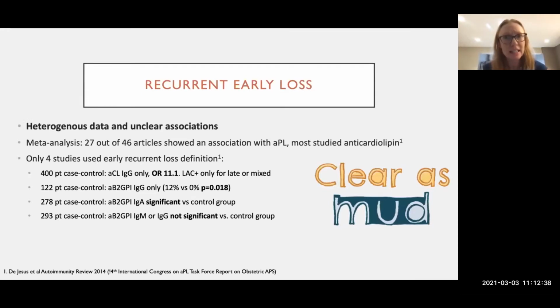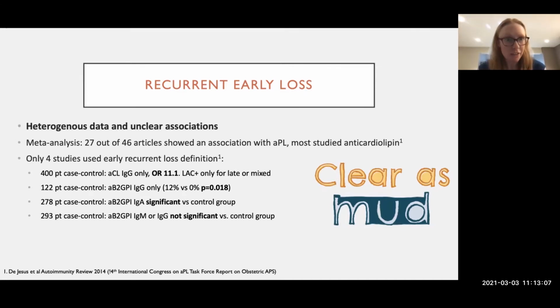There's even more heterogeneous data and more uncertainty and unclear associations with recurrent pregnancy loss. In a different meta-analysis, when they looked at 46 articles, 27 had an association with recurrent pregnancy loss and antiphospholipid antibodies. Mostly studied was anticardiolipin.